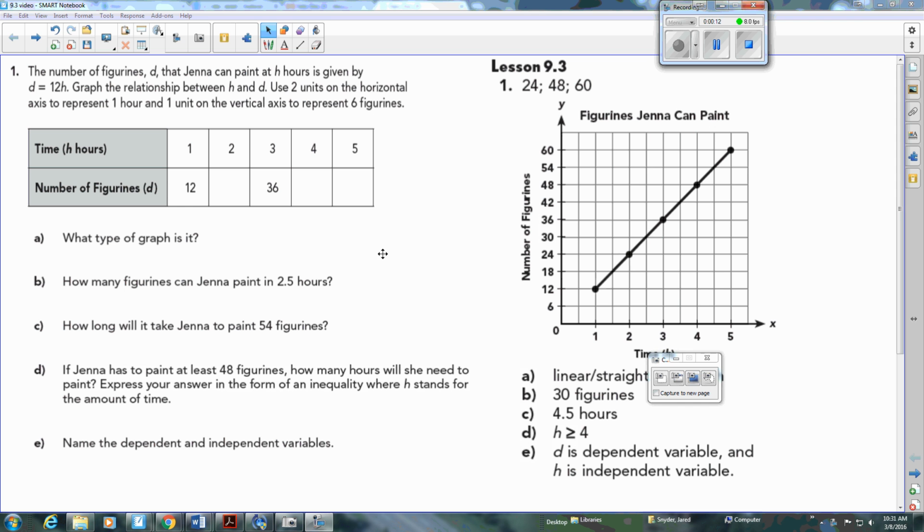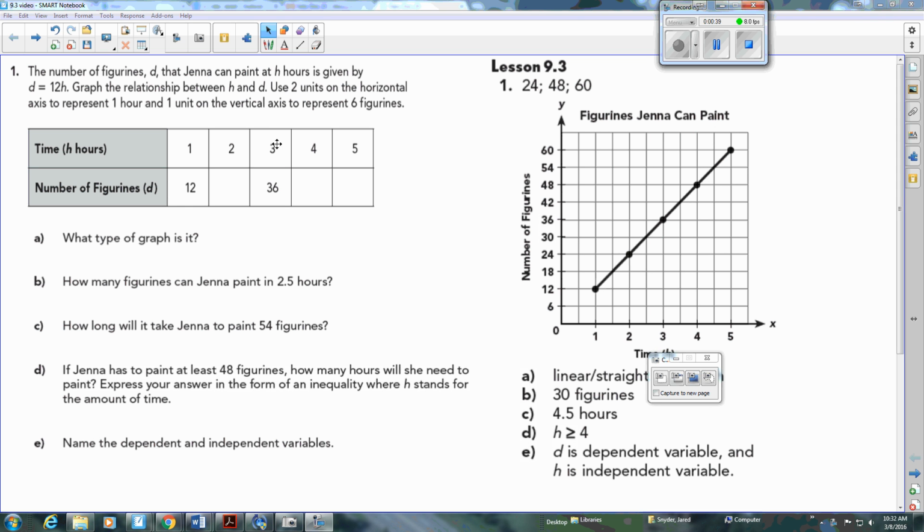It says the number of figurines D that Jenna can paint at H hours is given by D equals 12H. Graph the relationship between H and D. So we know that for every 1 hour, you're basically doing 12 figurines. So it's 1 to 12. Then this one would be 24, which is right here.